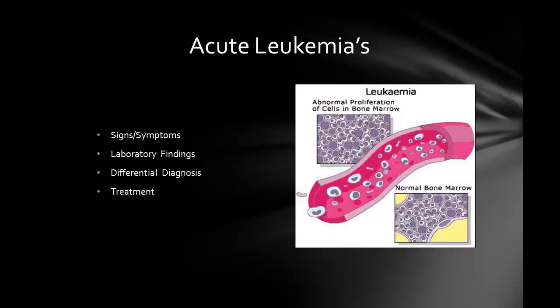When looking at the acute leukemias, the purpose of this lecture is going to be to cover ALL and AML. We're going to touch on the signs and symptoms, laboratory findings, differential diagnosis, and treatment of these two types of leukemias. When looking at acute leukemias and the signs and symptoms, this is the patient that's going to come to your clinic and report that they've been ill for only a few days or weeks.